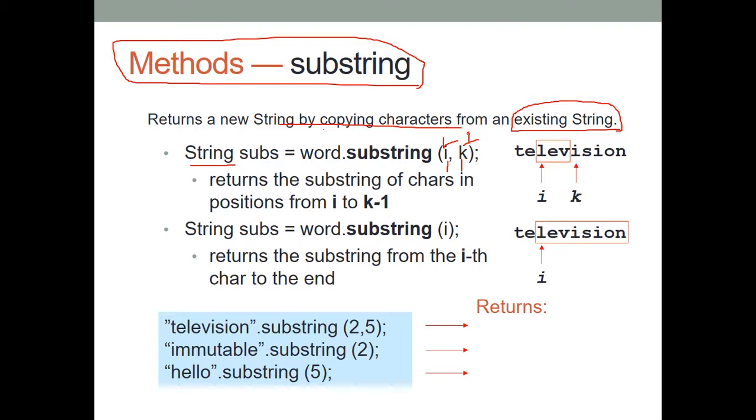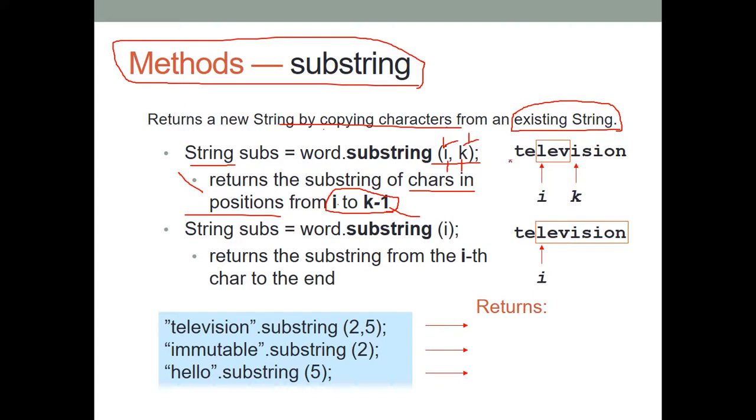Substring also has a one-parameter version. This is the two-parameter form, and one parameter is also available. Don't miss this, I will give you a clear-cut example. It returns the substring of characters in positions from i to k minus 1. Remember it, don't forget it. Many students get confused like that. So i is the initial point and k is the final point minus 1.